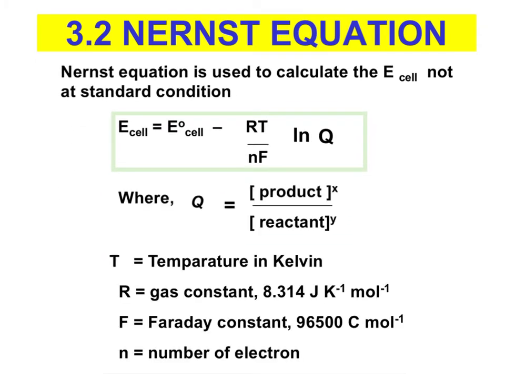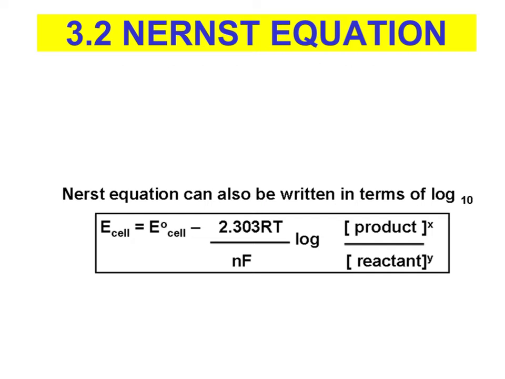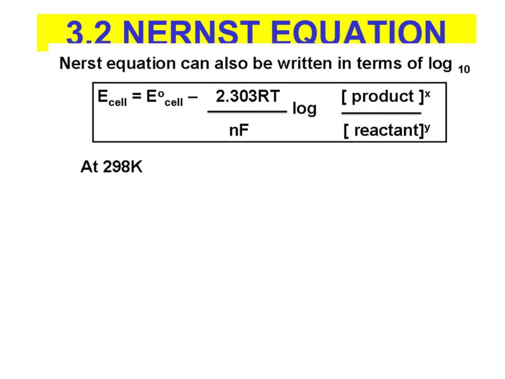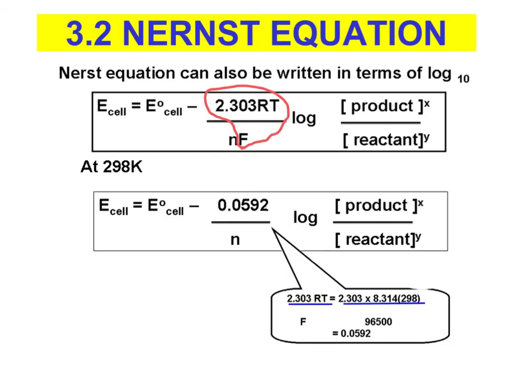This is the Nernst equation, where Q is the reaction quotient, T is the temperature, R is the gas constant 8.314 joule per Kelvin per mole, F is the Faraday constant 96,500 coulomb per mole, and n is the number of electrons swapped or transferred in the redox reaction equation. Besides being written in terms of ln, the Nernst equation can also be written in terms of log 10. At 298 Kelvin, this equation can be simplified, where 2.303 times RT over F is 0.0592.